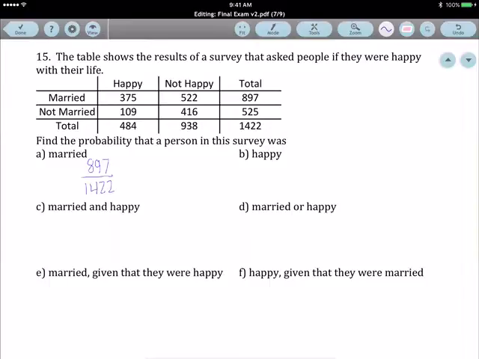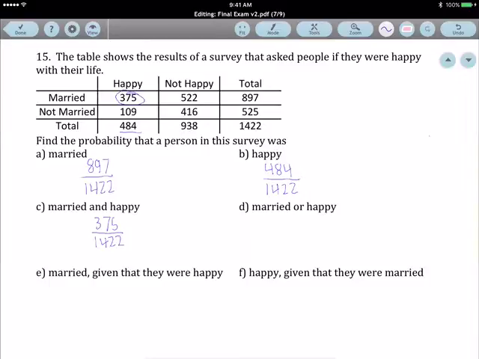That's fine. So then, part B, we're finding the probability someone's happy. How many happy people are there in this table? Right. So we've got 484 out of the same total, 1422. Next, part C says we want to find the probability someone was married and happy. How many people in this table were married and happy? Right, that's where the married and happy row and column intersect. What's the bottom number? It's still 1422. It's out of all of them. Not just married.